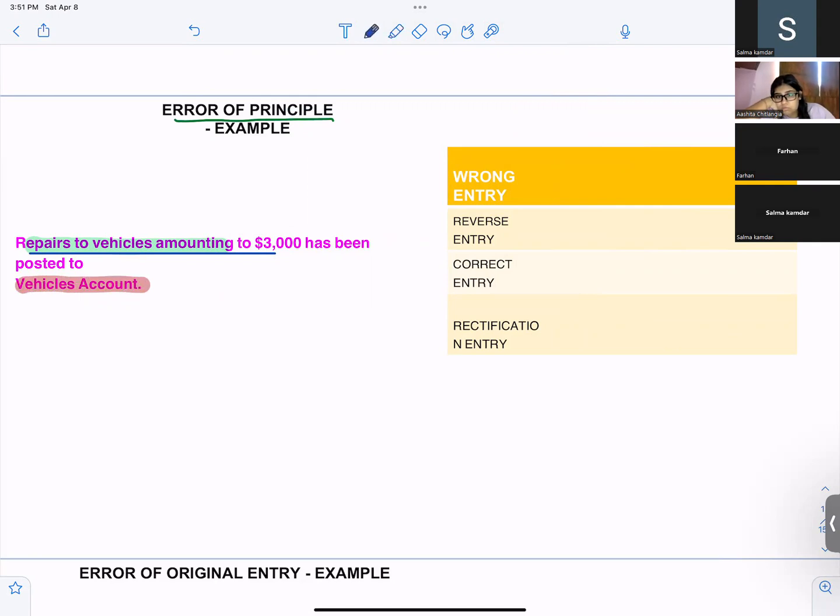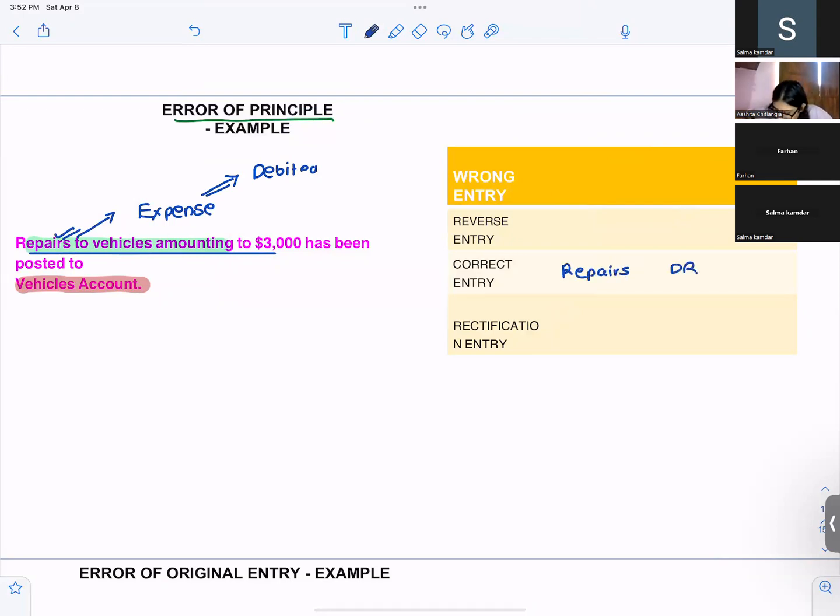Okay. So what is the correct entry? So vehicles account should be credited. Correct entry. What is it? Repairs to vehicles. Repairs is what? Repairs is debited. An expense, yes, an expense, so debit. An expense is always debited. So I will debit the repairs. Correct entry would be repairs debit.